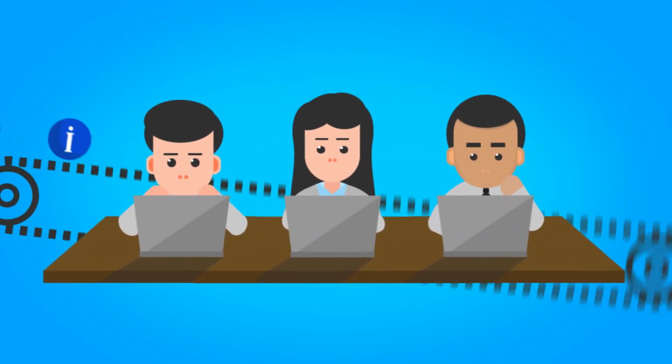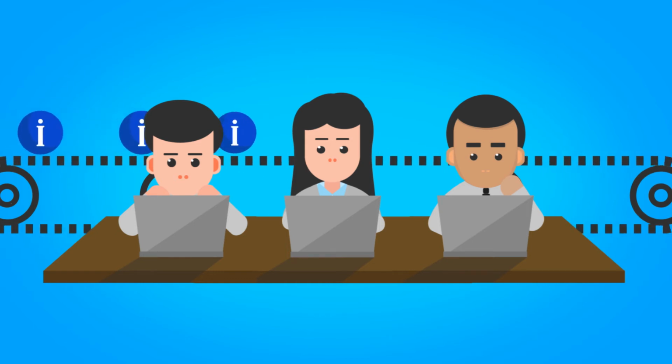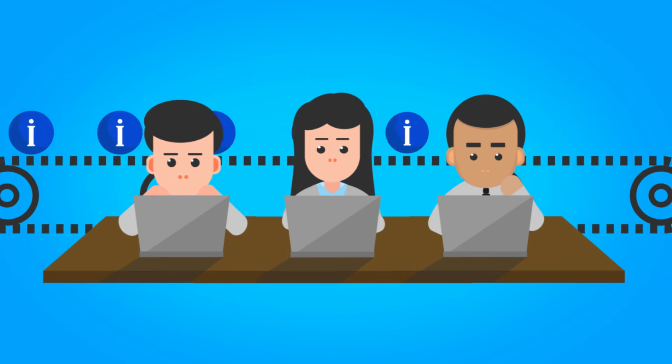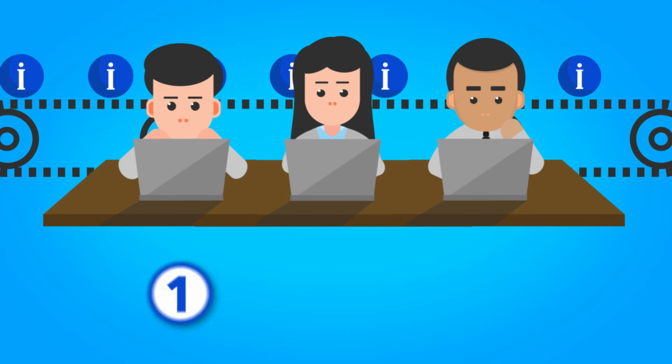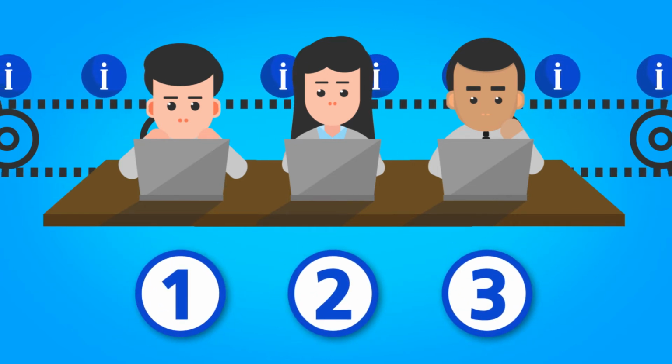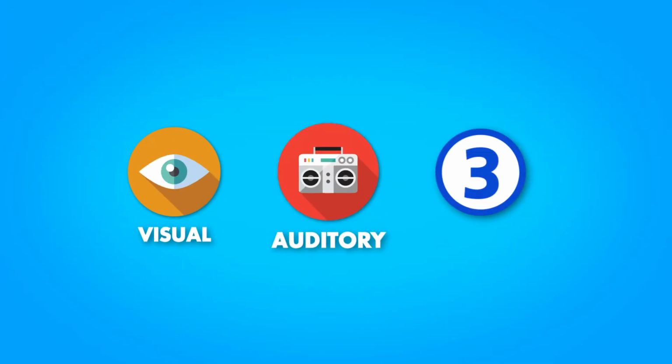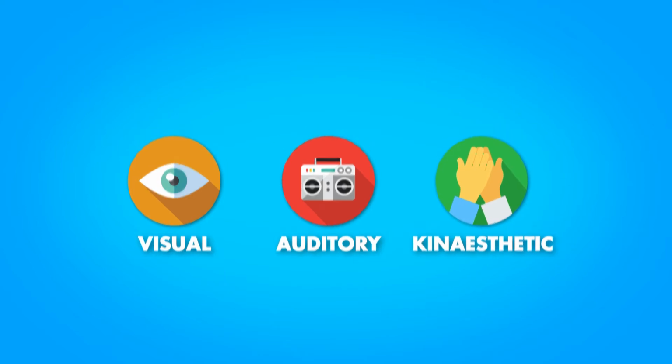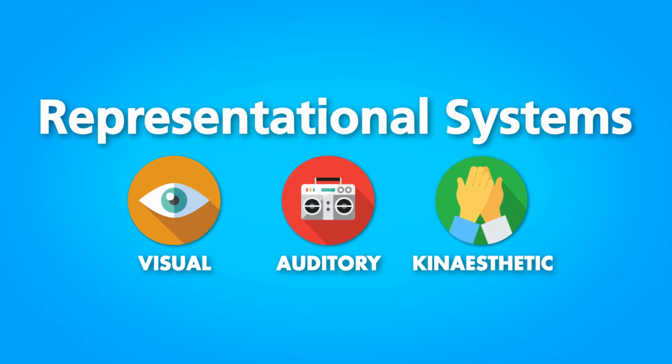Each of us has a natural preference for the way we receive, process, and impart information. To communicate, we tend to use 3 of our 5 senses more than the other 2: visual, auditory, and kinesthetic. Known as representational systems, we represent our world using one or more of these senses, or modes.